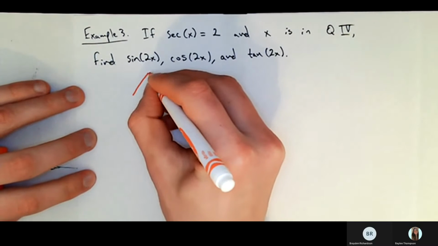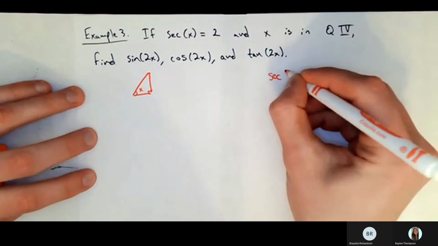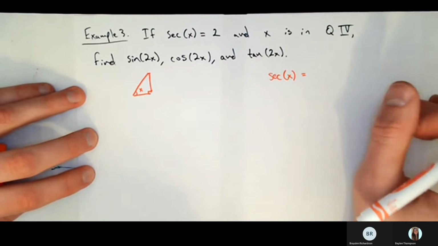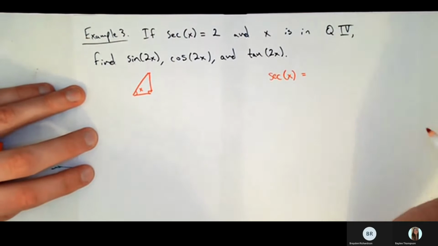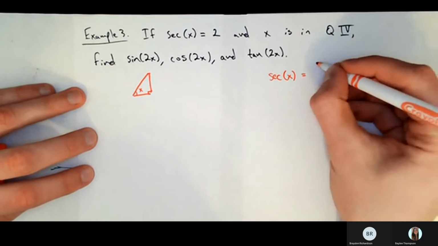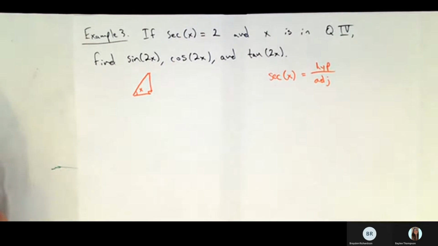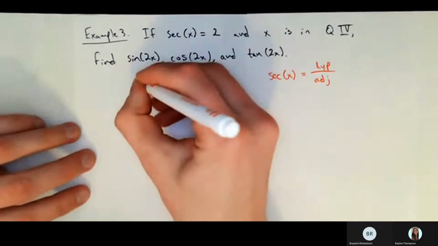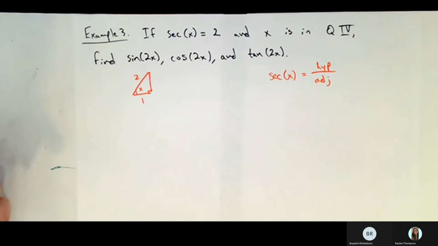Secant of x, what is secant in terms of opposite, hypotenuse, adjacent, those three items? Well, secant is the reciprocal of cosine. So I should have hypotenuse over adjacent here for secant. So if it's 2, then that means the hypotenuse is 2 and the adjacent side is 1, right? Because 2 can be written as a fraction of 2 over 1.